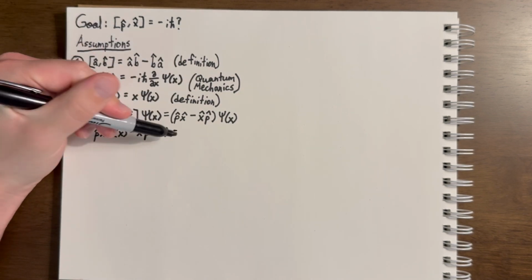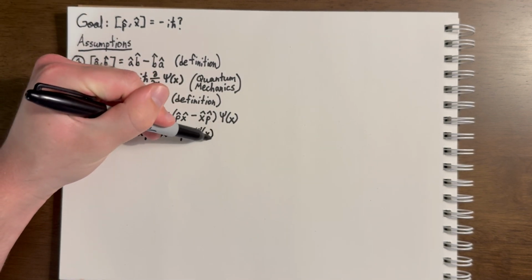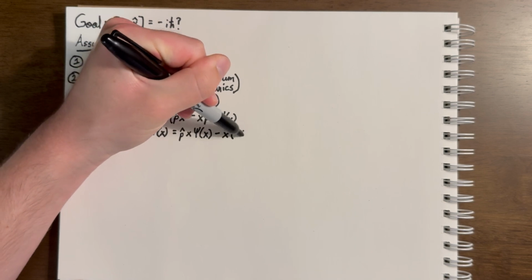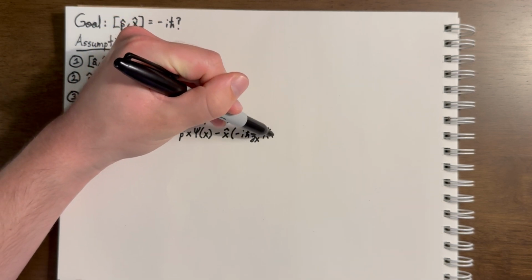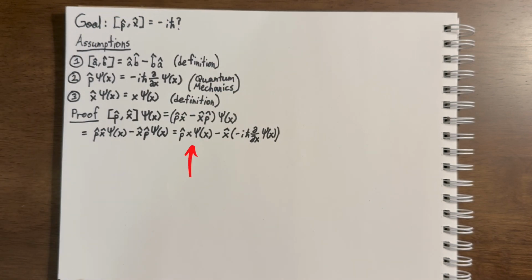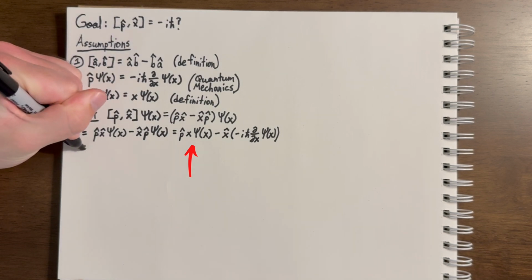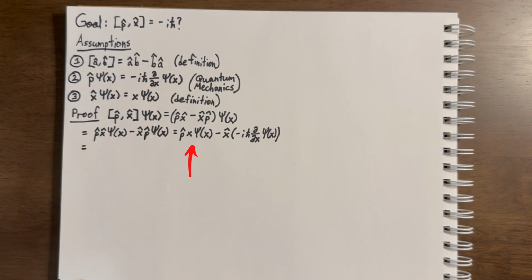So in the first term, let's have x operate on the wave function first to become x. And then in the second term, let's have p operate on the wave function to be negative i h bar d/dx. So now if you look at the first term, you have momentum operating on two different functions. There's x and then there's the wave function psi of x. So we're going to need to do the product rule.